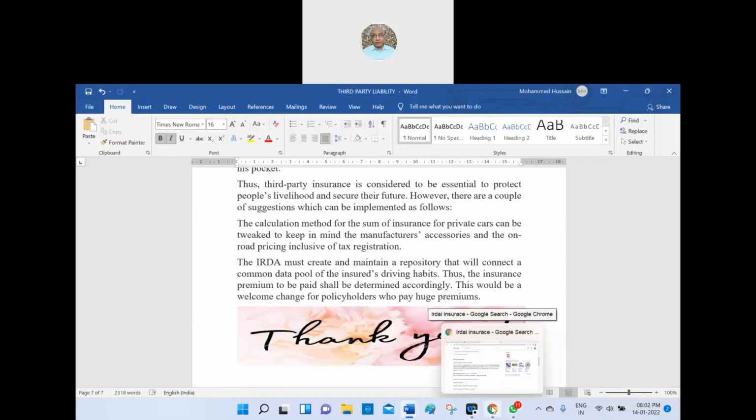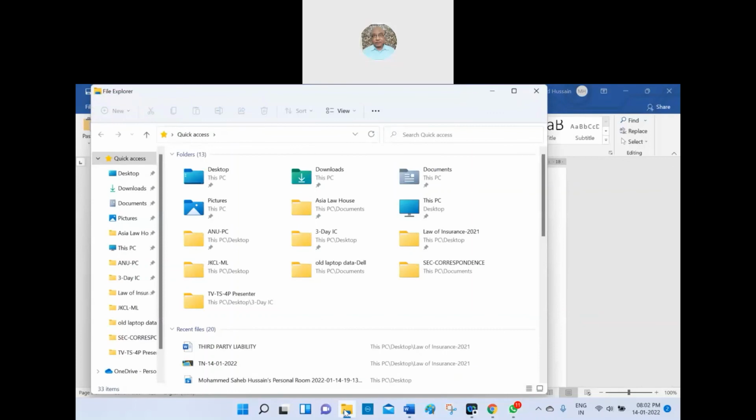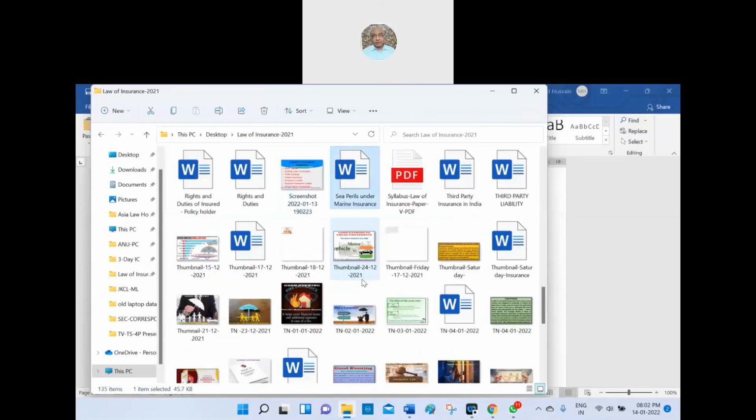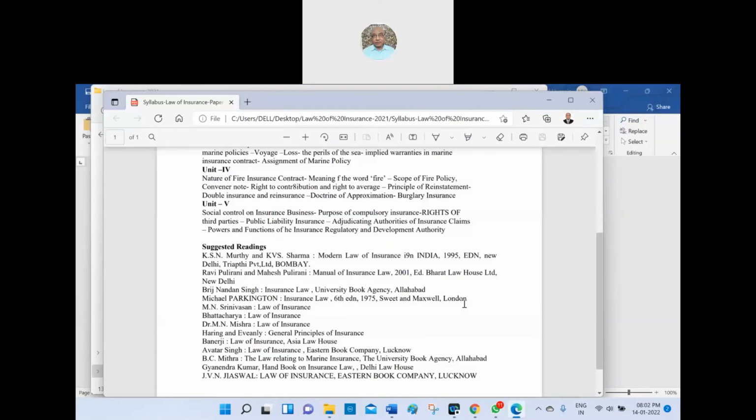So sometimes a long question and sometimes a short question will be asked regarding this point. But what I want to say is, according to the syllabus of the law of insurance, this is there. So here we are.